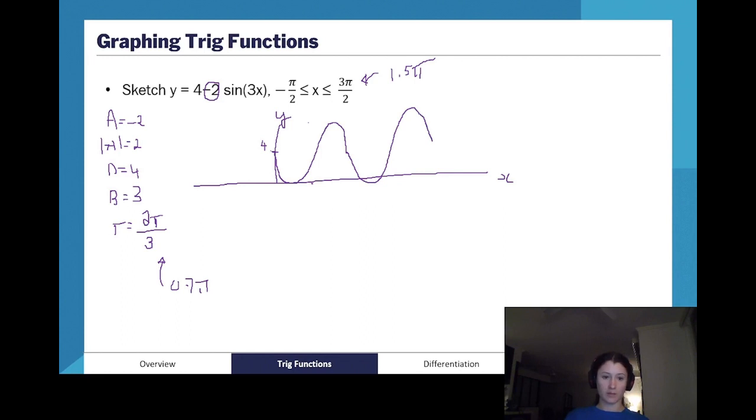Now let's think about what's happening on the other side. We need to go down to negative half pi, so it's going to be a little bit less than half of a period. So we go up, and then maybe we'll stop about there. Alright. As you can see, our equilibrium line is at 4. Our amplitude is at 2.